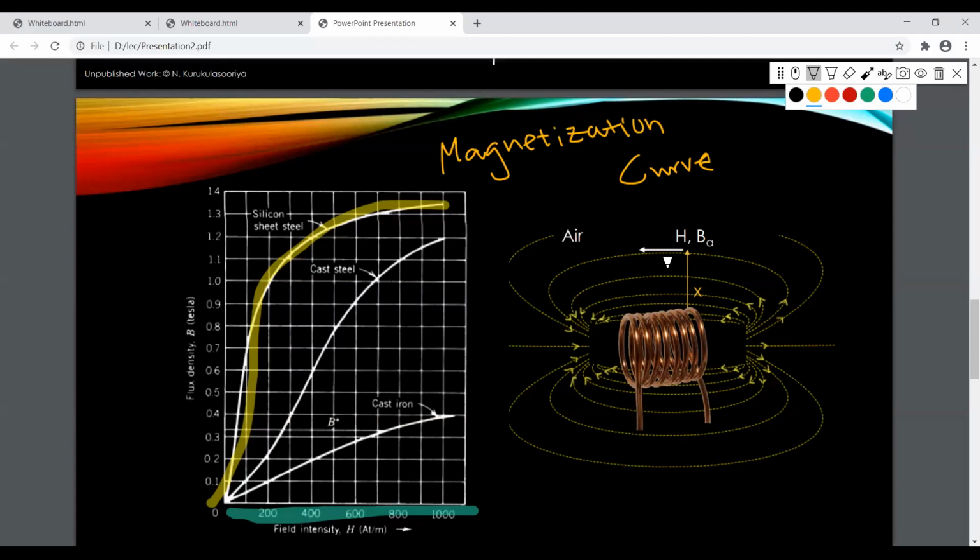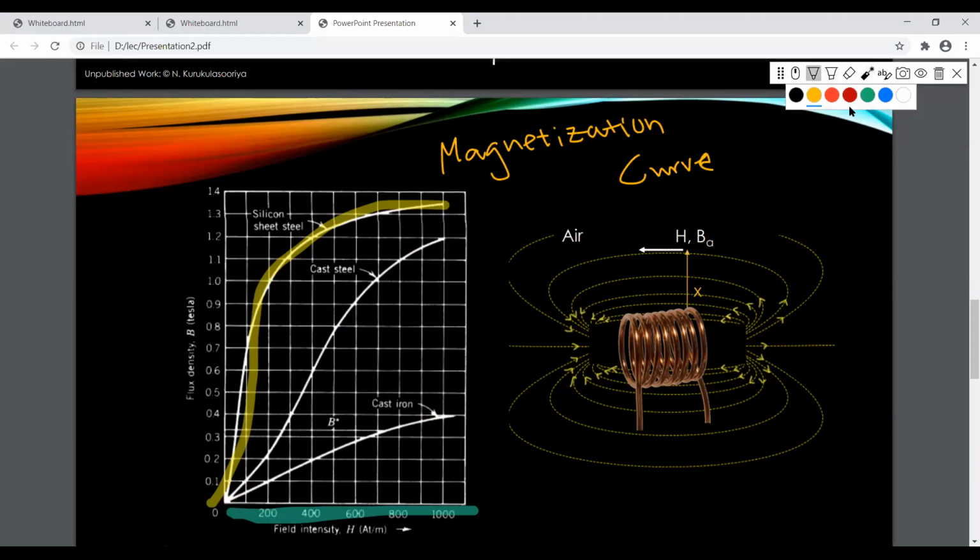Right. So what is a magnetization curve again? It is the variation of magnetic flux density B for different values of field intensity through a given material. For silicon steel sheet steel you would have a separate curve, and for cast steel its own curve, and for cast iron a different curve.